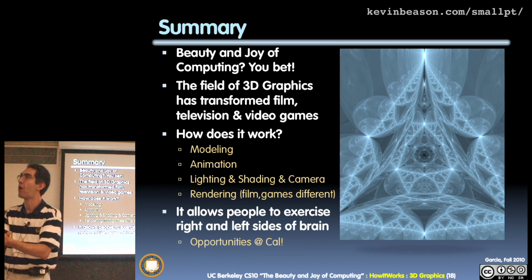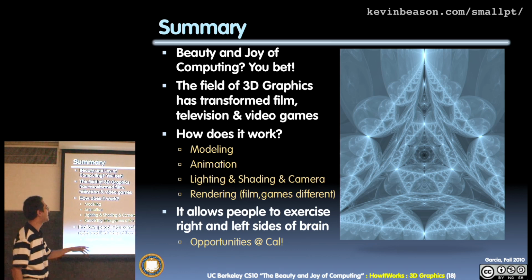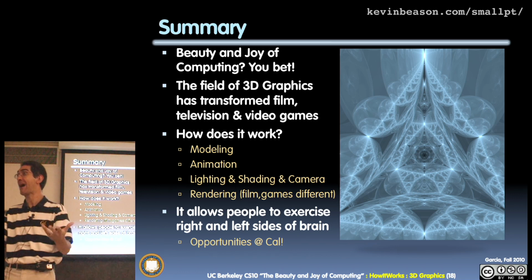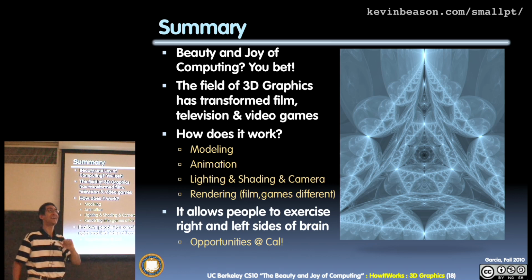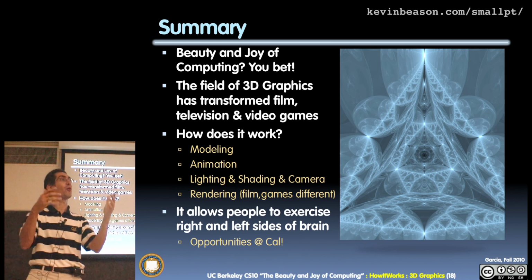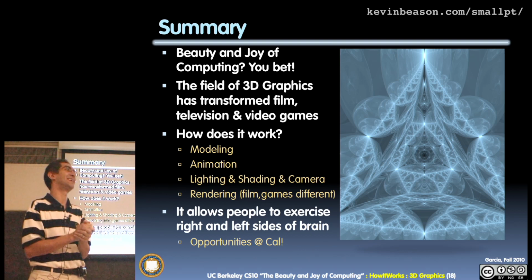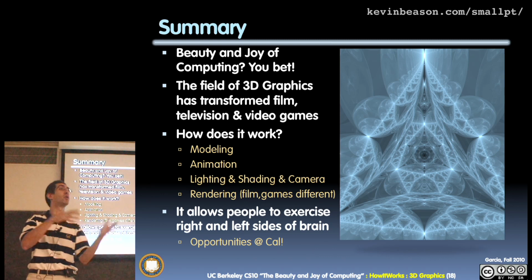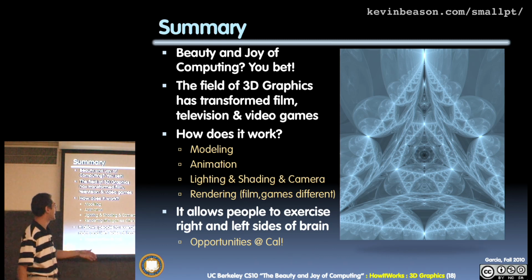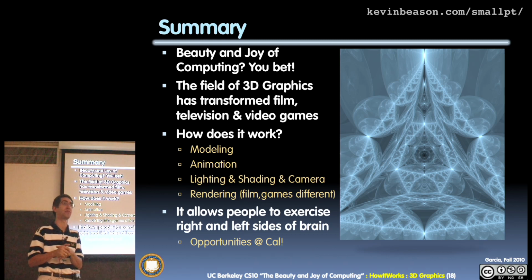It's transformed all your entertainment, at least. Movies, games, print. How does it work? You've seen that already. I've explained the basics of it, and you now have the basics of how 3D graphics works. You can exercise the right and left parts of your brain, which hopefully this course is doing as well. And there are certainly opportunities for you at Cal to take the artistic side, UC Bug, or even the technical side in terms of taking CS184, an upper division course in computer science.